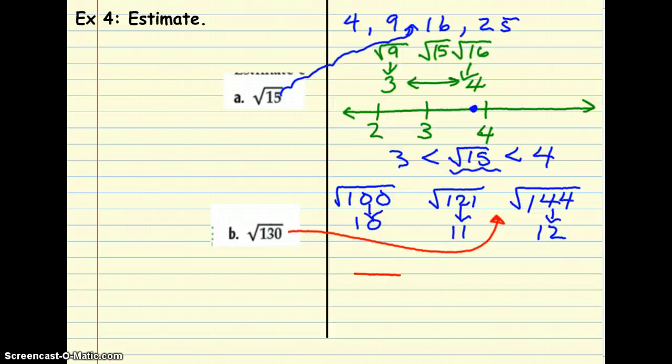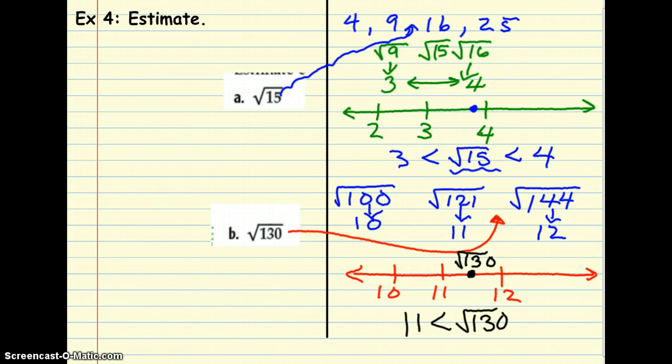And so what I'm going to do again is just make my number line. And I've got my 10, my 11, and my 12. And so from here, I am going to place my square root of 130. It's actually a little bit closer to the middle than the other one, so you can just make your estimate. There's my square root of 130. And then we can write an inequality for this one. So what do you think it'll be? Right, it'll be 11 is less than the square root of 130 is less than 12.